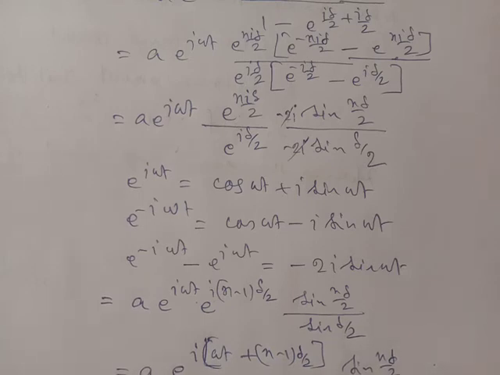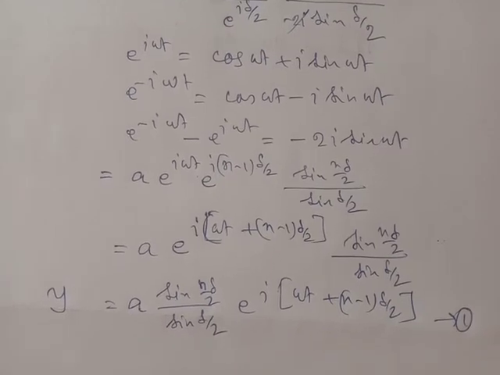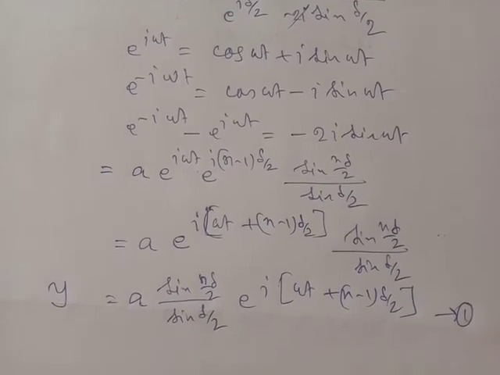Okay, then you can write a sine n delta by 2 divided by sine delta by 2 e to the power i omega t plus n minus 1 delta by 2. So we have got y is equal to this much. Suppose this is our equation number 1.